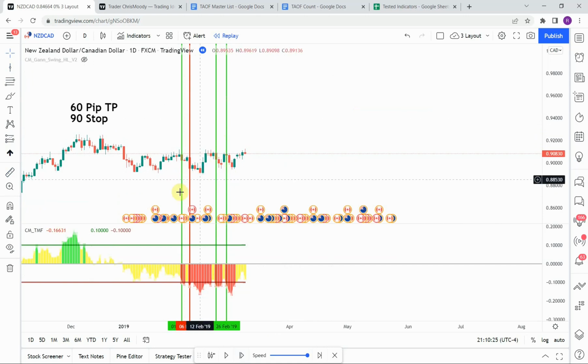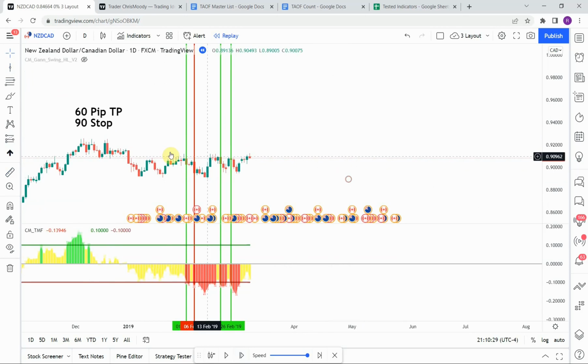All right, so the second signal that we picked up was this one right here. It was a short signal again. So we were in this trade right here, this short. We get that little bit of consolidation, then a push to the downside right here. And that one gets us to our take profit.